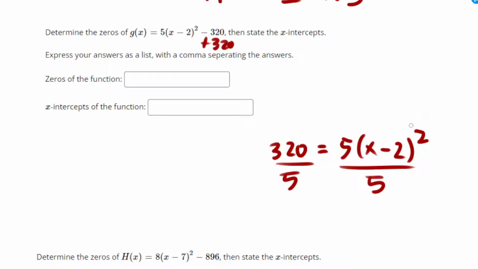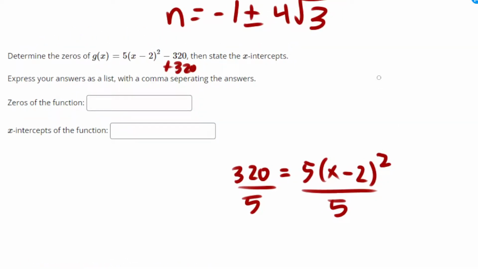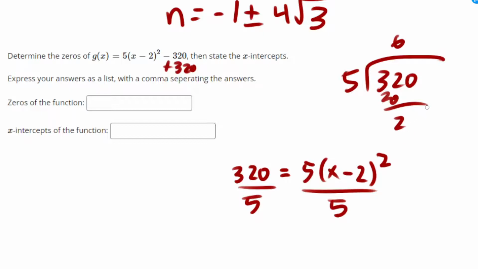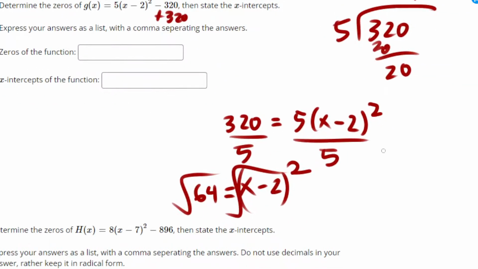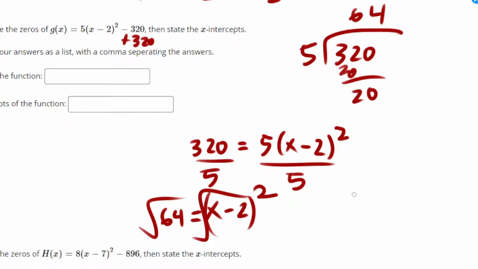On. And this should give you 32 minus 32, which is 0, so we get 64 is equal to x minus 2 squared. Now we can square root both sides. Lucky for us, this is convenient because the square root of 64 is 8. So x minus 2 is equal to plus or minus 8.